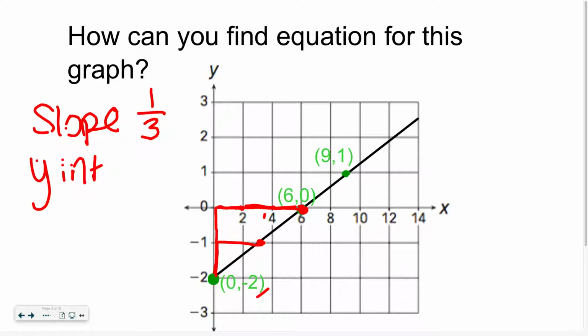So where does our line cross the y-axis? Take a look at the board. Everyone should be able to identify this, which means all of your eyes should be on the board, at least looking where it is. Where does the line cross the y-axis?